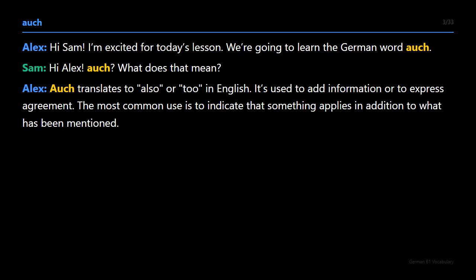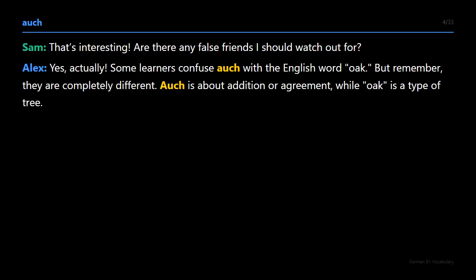That's interesting. Are there any false friends I should watch out for? Yes, actually. Some learners confuse auch with the English word oak. But remember, they are completely different. Auch is about addition or agreement, while oak is a type of tree.